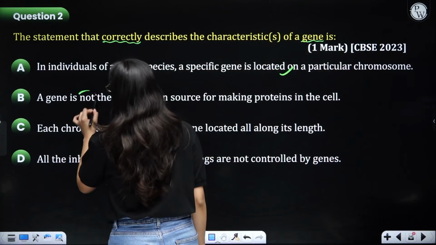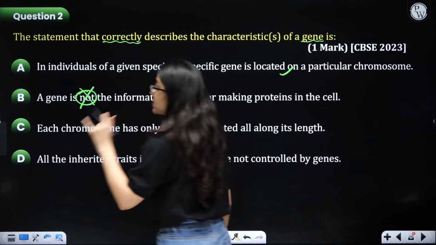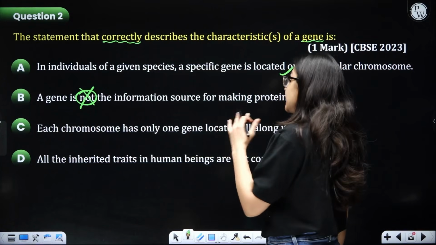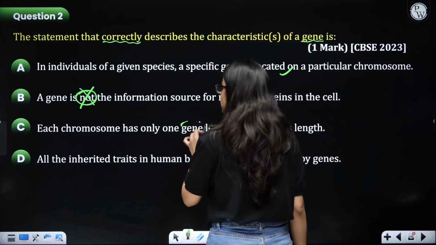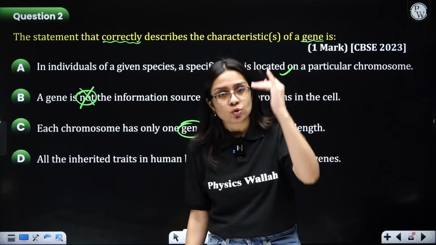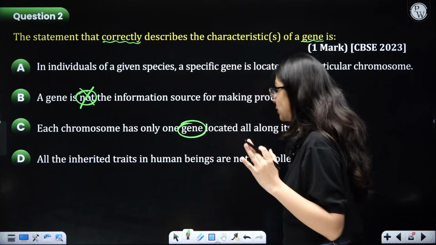It is saying a gene is not the information source, which is not true because a gene is the information source for making a protein. Each chromosome has only one gene. That is not true. I told you that a gene present on a chromosome is not the only one. There are so many present on a particular chromosome.